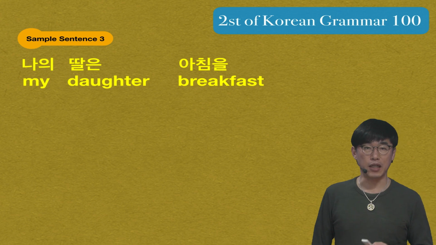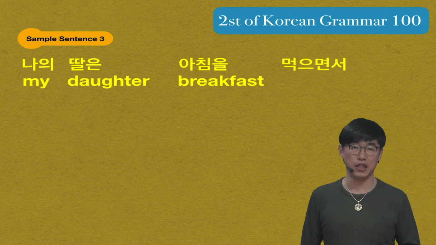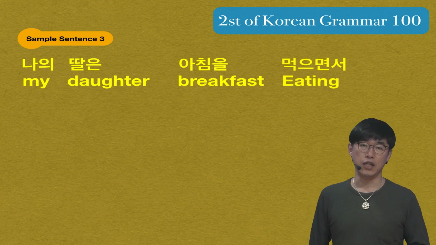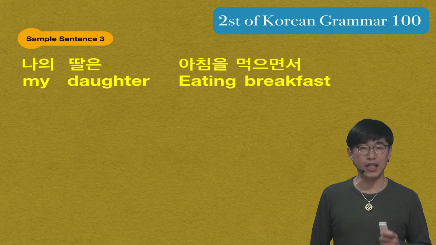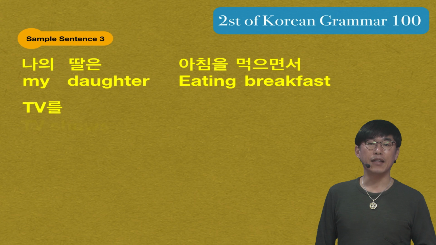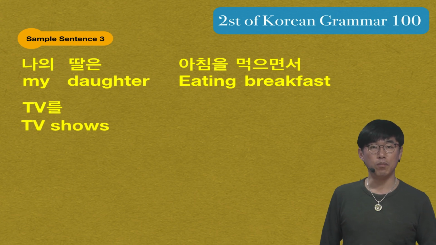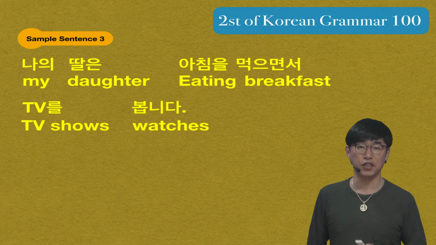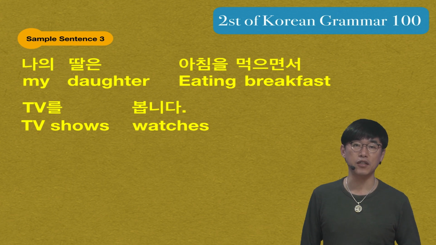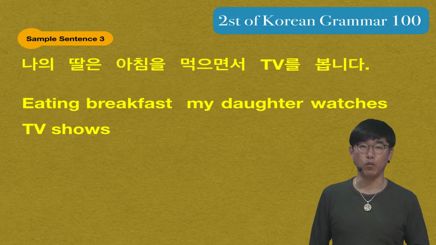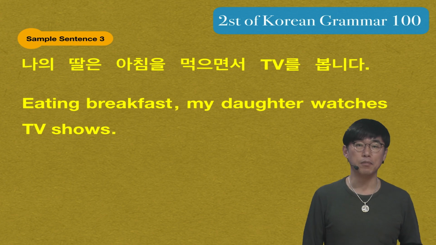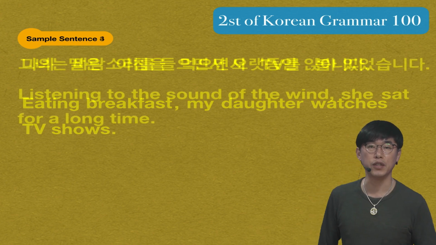And 을 is the objective case and 먹으면서 is participial construction, which means eating. So 아침을 먹으면서 is eating breakfast, right? And TV를 is the object of the verb 봅니다. 봅니다 is the verb of this sentence, meaning to watch. So 나의 딸은 아침을 먹으면서 TV를 봅니다. Eating breakfast, my daughter watches TV shows.